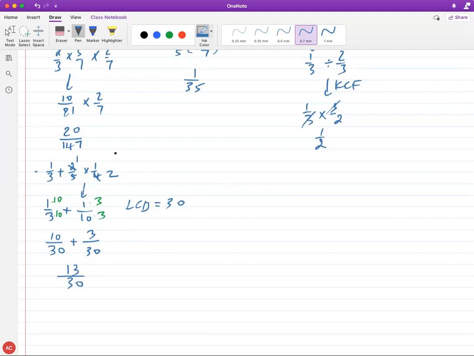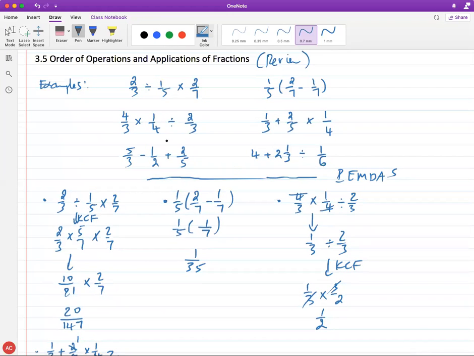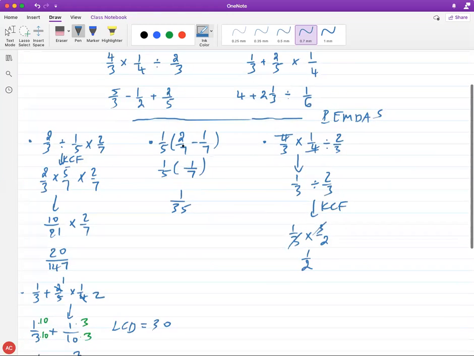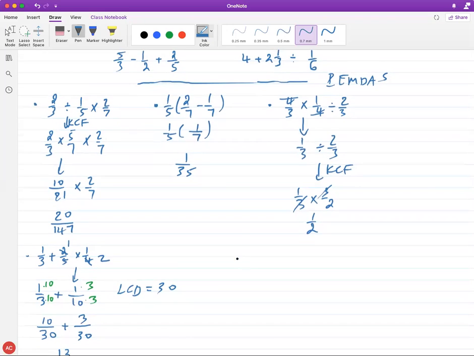Okay, so that was that. We have this one here. We have addition and subtraction, so 5 over 3. So when you have addition and subtractions, which order do you do this? The subtraction. That's right, also left to right. So addition and subtractions are done left to right. Same with multiplication and division, left to right.